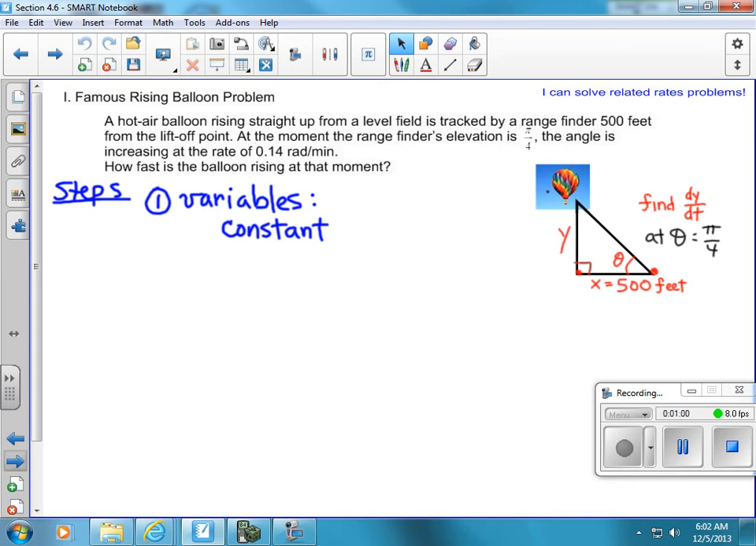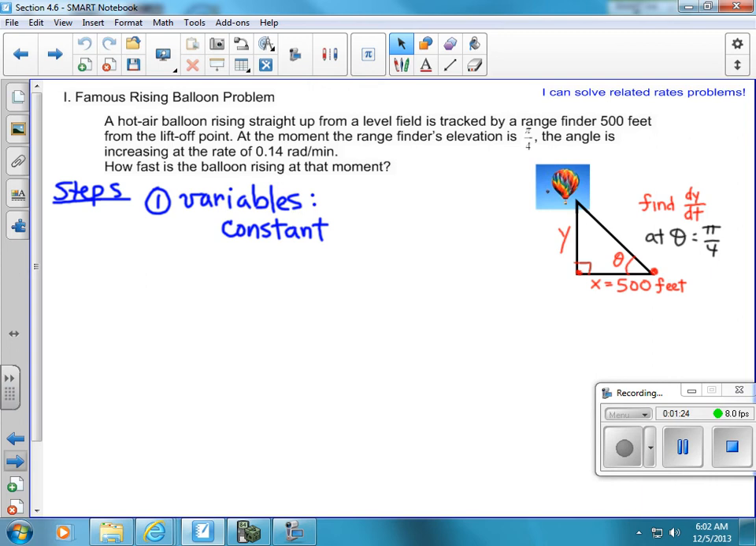So this first one is the rising balloon problem. A balloon is raised straight up from a level field. It's tracked by a rangefinder 500 feet from the liftoff point. At the moment the rangefinder's elevation is pi over 4, the angle is increasing at the rate of 0.14 radians per minute. So how fast is the balloon rising?